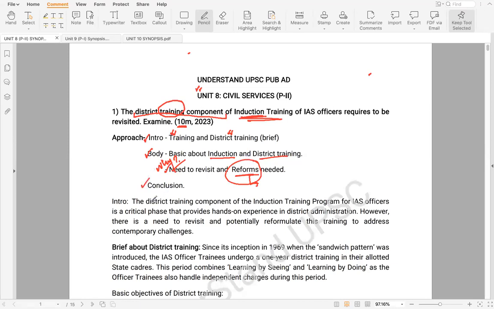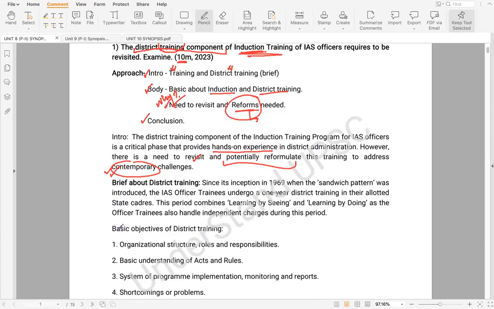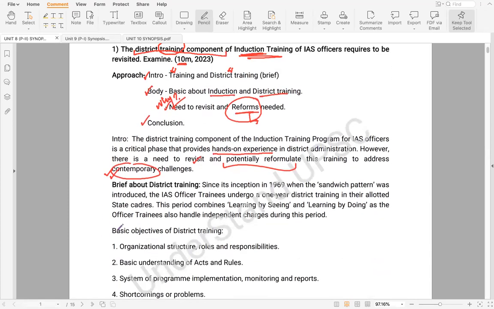And then we'll conclude. Introduction: the district training component of the induction training program for IAS officers is a critical phase that provides hands-on experience in district administration. However, there is a need to revisit and potentially reformulate this training to address contemporary challenges. We'll then talk about the induction and the district training.